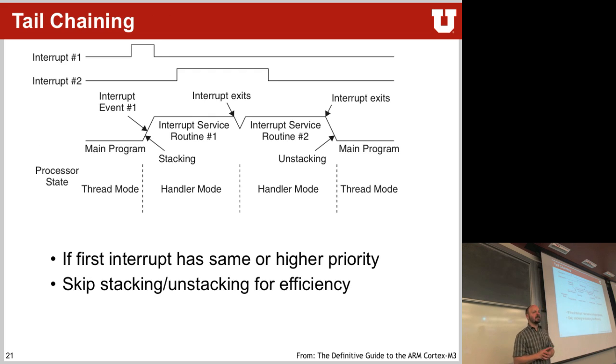Tail chaining is what happens when 2 interrupts happen that have the same priority. The first interrupt comes, it starts to get serviced, and the registers will be put onto the stack. We have the interrupt service routine, and because a second interrupt happened in between, we will exit the first one and immediately service the next one without unstacking everything again. And only at the end, when we are done with the interrupts, we unstack and the main program executes. So this way you have a more efficient execution of interrupt handlers.